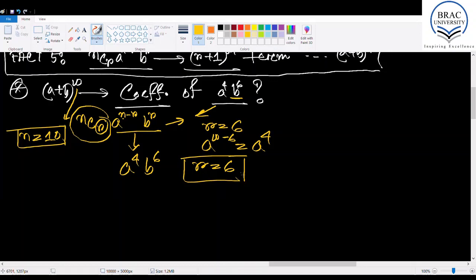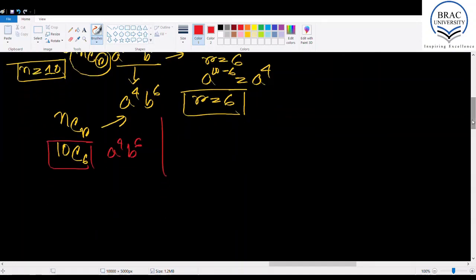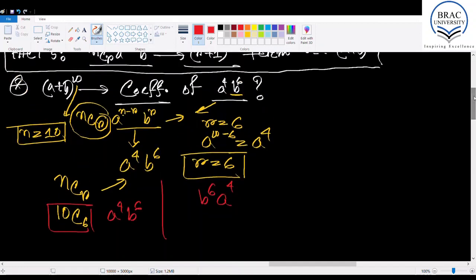Okay. So what will be our coefficient in CR for this? That will be 10C6. So 10C6 is the coefficient for a to the power 4 into b to the power 6. Okay, you might ask some question that if b to the power 6 and a to the power 4 swap their places, will the answer be same?